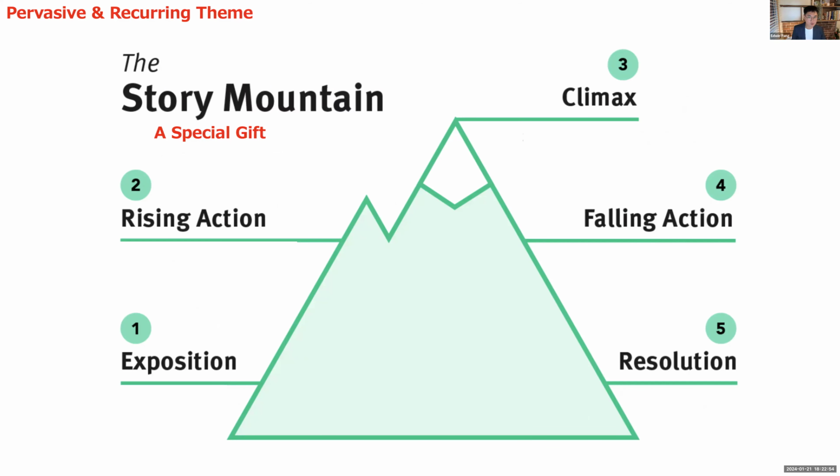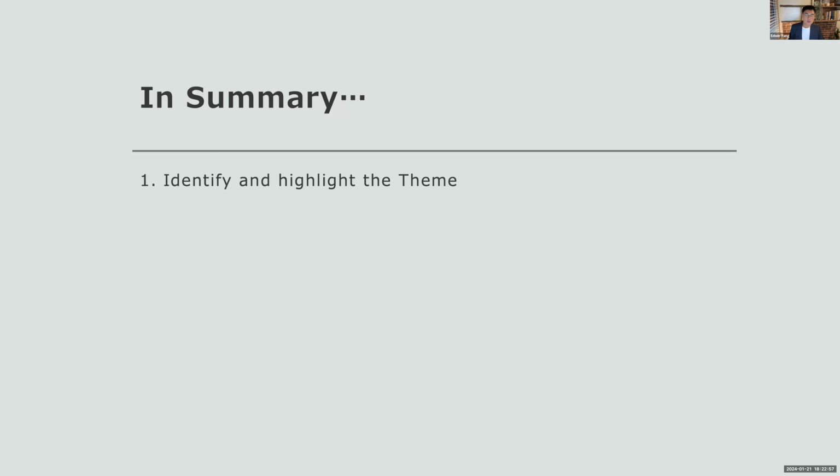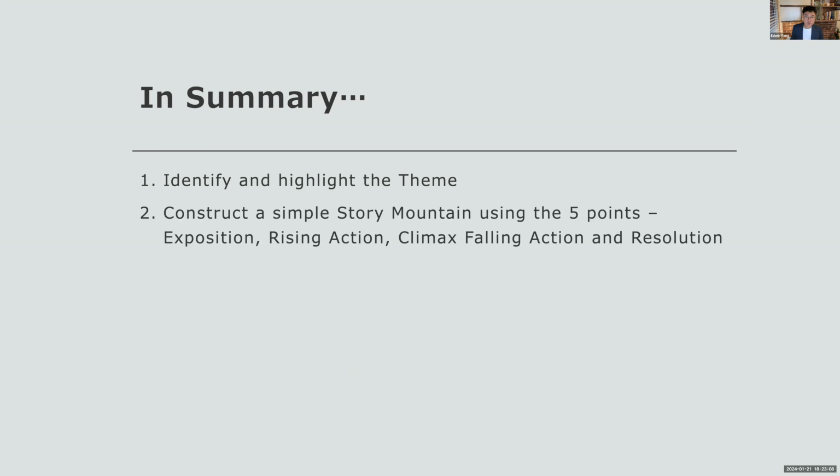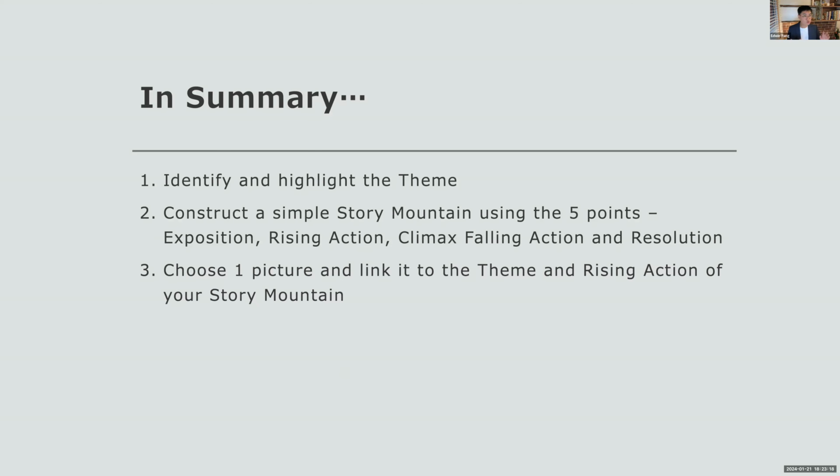Okay, we've covered the Story Mountain. We talked about how we should always begin the approach of a question in composition by identifying and highlighting the theme, by constructing a simple story mountain around that theme, using the 5 points of exposition, rising action, climax, falling action, and resolution. We talked about how we should choose one, not two or three, but one picture and link it to the theme and rising action of our story mountain. It could also find its way into the climax, right? So the picture could be linked to the rising action or the climax of my story mountain.